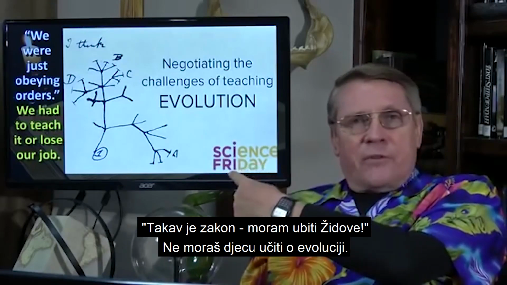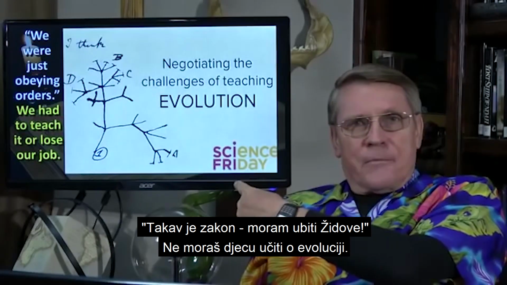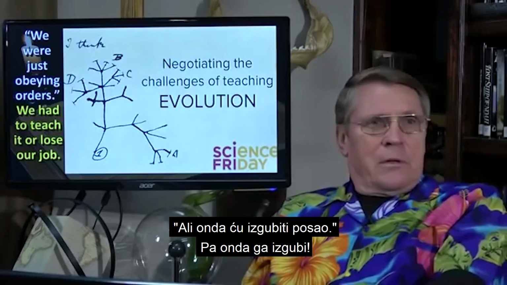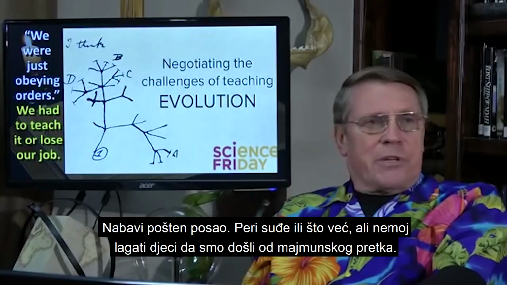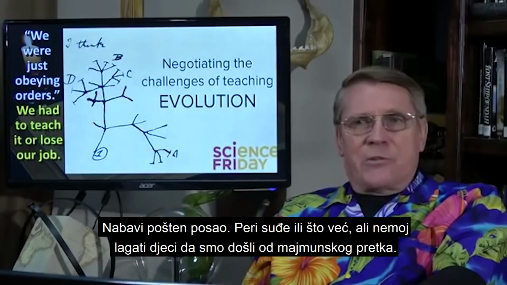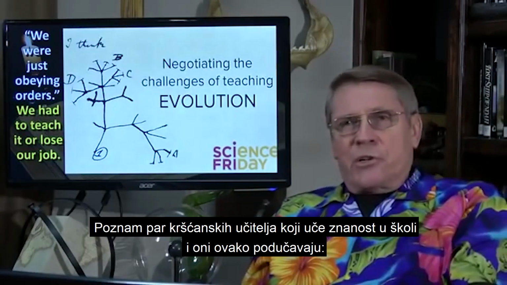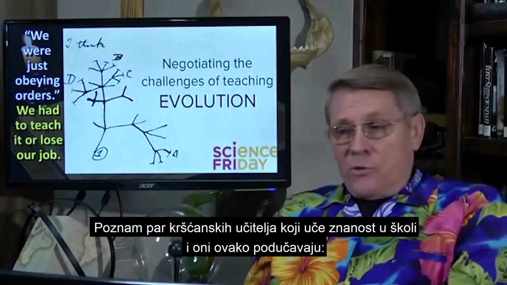You don't have to teach kids evolution in school. You say, well, I'm going to lose my job. Well, then lose your job. Get an honest job, picking peaches or digging ditches, but don't lie to kids and teach them they came from an ape-like ancestor.